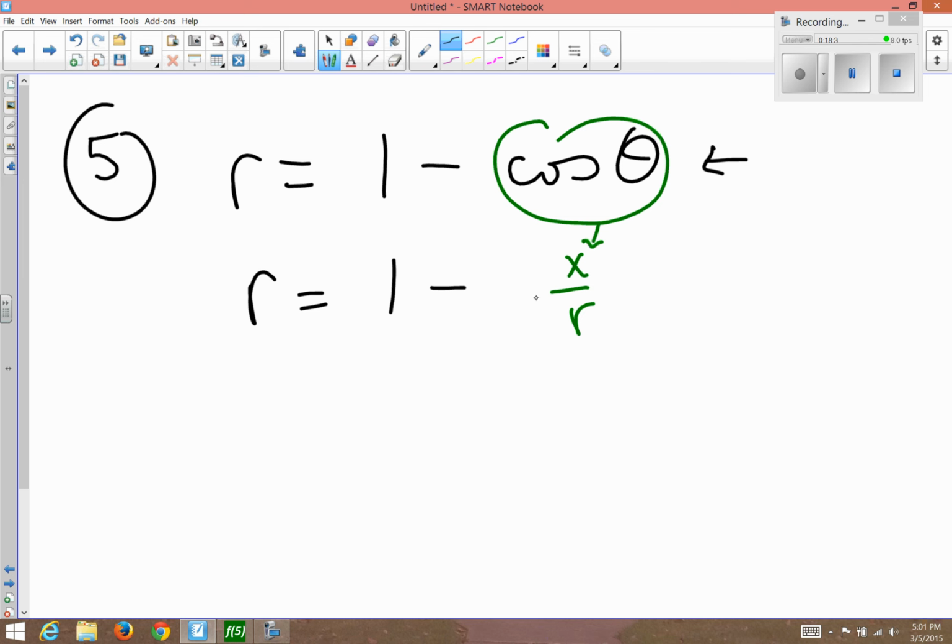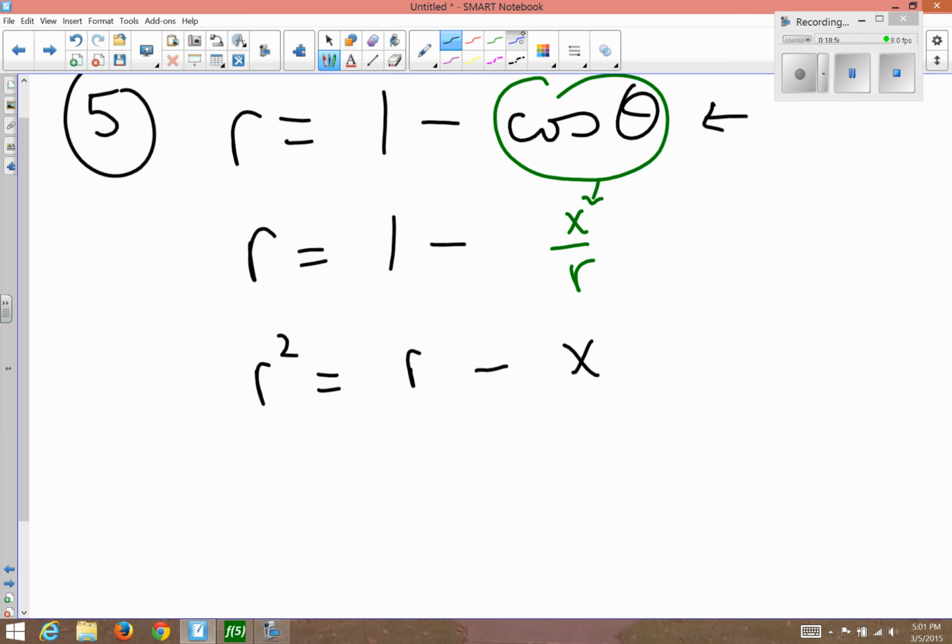Now this equation has a fraction, so we're going to multiply both sides by r. Multiply both sides by r. R times r is r squared. R times 1 is r. R times x over r is just x. And since x squared plus y squared is equal to r squared, this r squared can be replaced with x squared plus y squared.